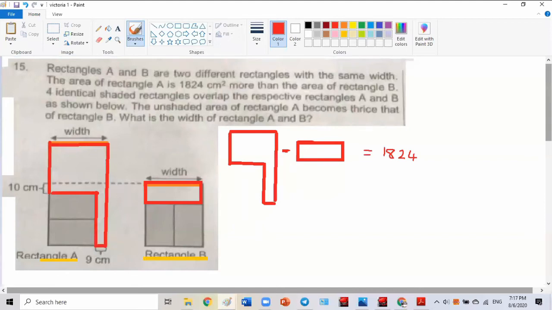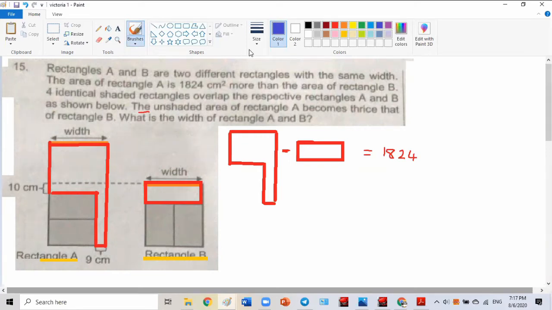Next. The shaded area. The unshaded area. Last one. The unshaded area. What do you mean, unshaded area? You stop reading here. The unshaded area of rectangle A becomes twice that of rectangle B. What's the width of rectangle A and B?